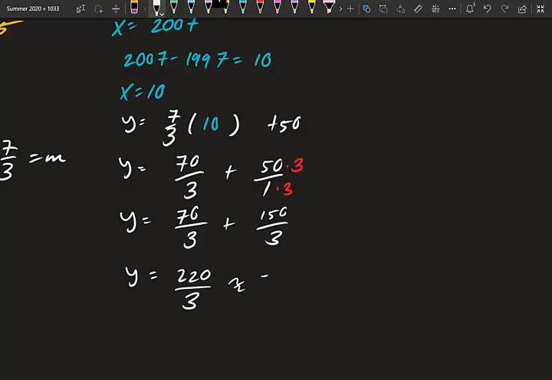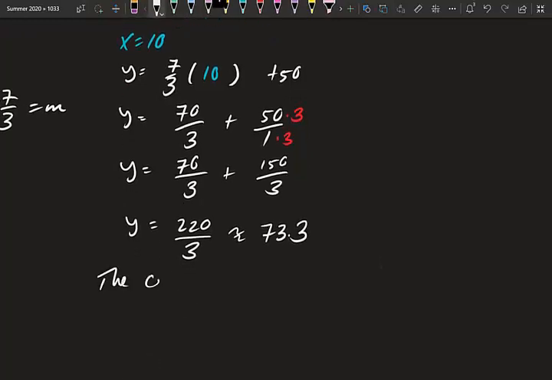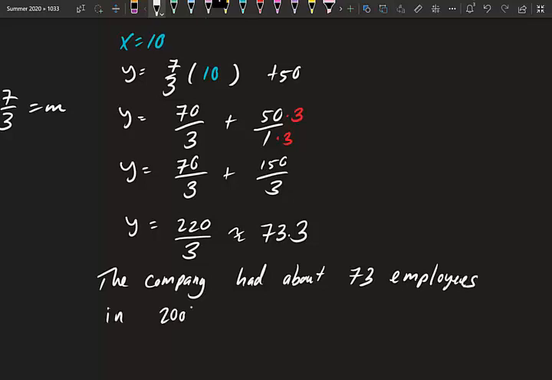And that is approximately 73.3. So the company had about 73 employees, because you can't have a third of a person, in 2007.